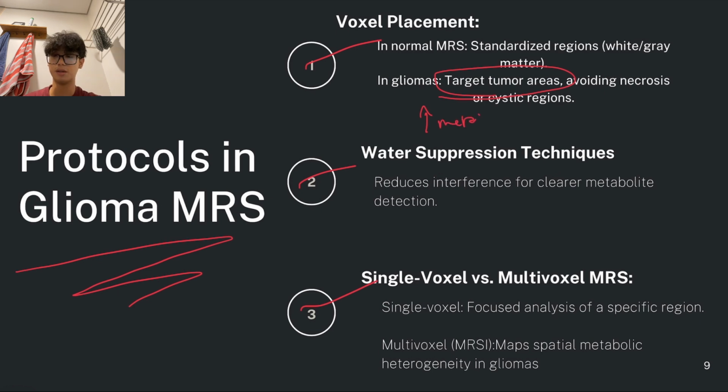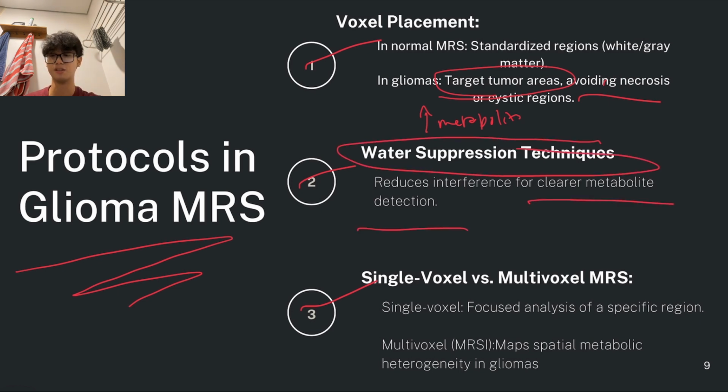We also usually pair this with a water suppression technique in order to better visualize the metabolites and reduce any interference from the water and soft tissue. For single voxel and multivoxel, we often use multivoxel, which is particularly useful as it helps map the metabolic variation across the tumor, providing more comprehensive data.